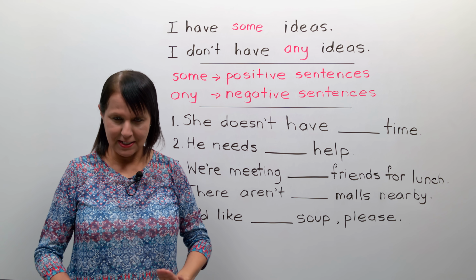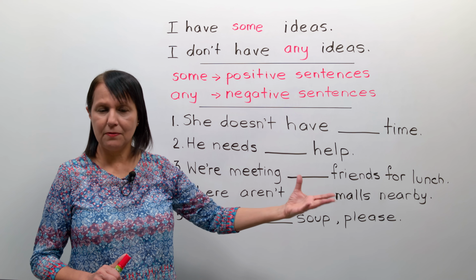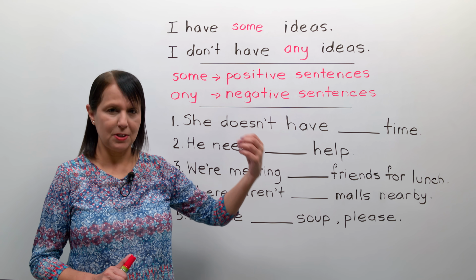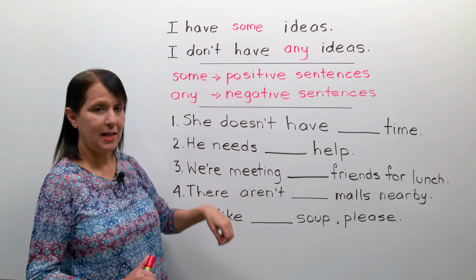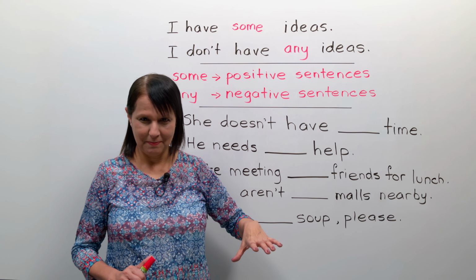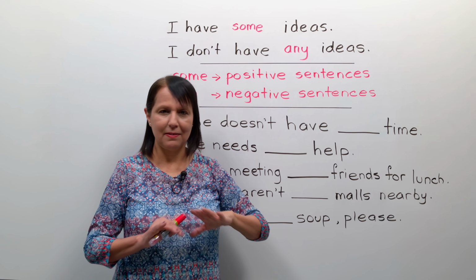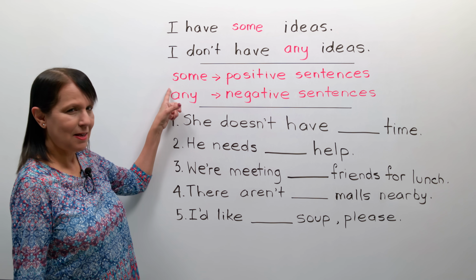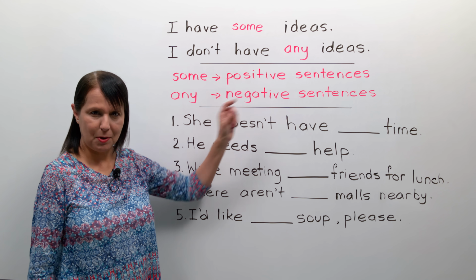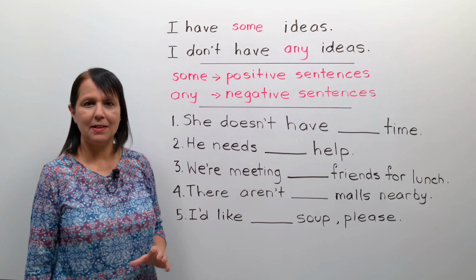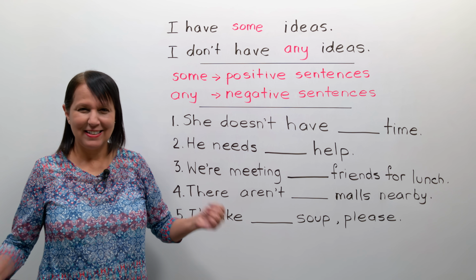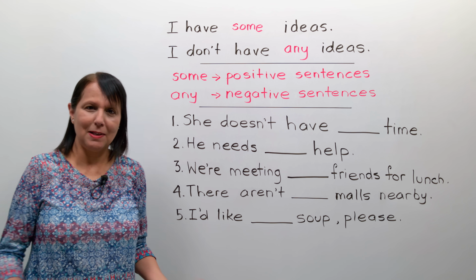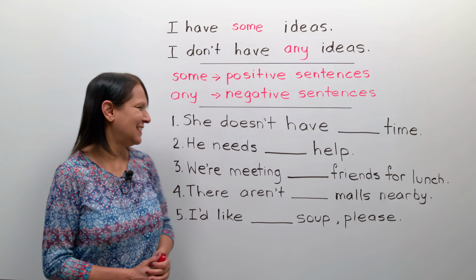So when it comes to sentences, if it's a positive or affirmative sentence, use some. And if it's a negative sentence, use any. That's the basic rule, and that's all when it comes to the sentences, all right? So with some, we use some in the positive and any with the negative. That's it. So let's see if you can apply that rule right away.